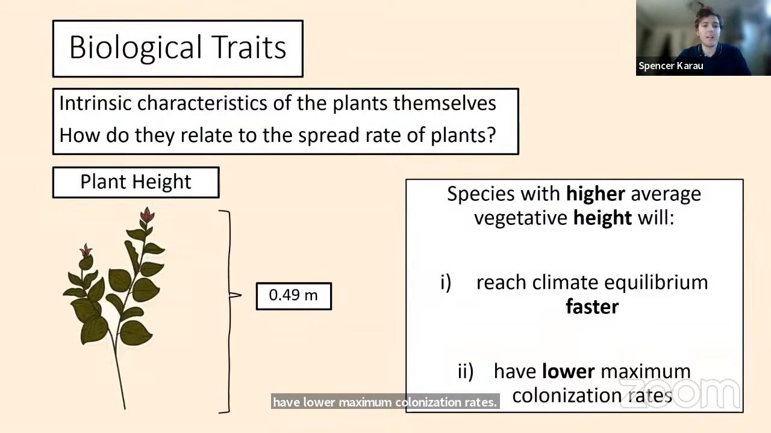The second trait we looked at was plant height, just how tall is the plant at its maximum height. And it's known in literature that plants that are taller typically can outcompete those that are shorter for light and other resources. So with that in mind, we thought that plants with a higher maximum height will reach climate equilibrium faster, but it typically takes longer to grow larger. So we predicted that plants that are taller will have lower maximum colonization rates.